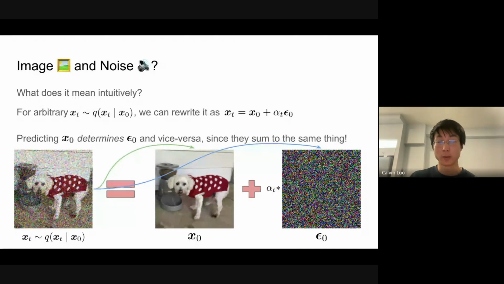So here, when we go from a prediction of xt to make a prediction of x0, it's implicitly making a prediction of epsilon 0. So we could just reverse it. We could just say, let's just predict epsilon 0 instead. And it turns out they're equivalent. So one might wonder why we might prefer to predict epsilon 0 instead of x0 when they're mathematically equivalent.